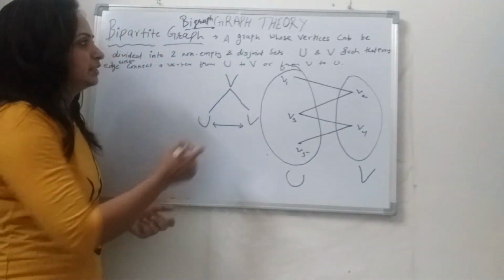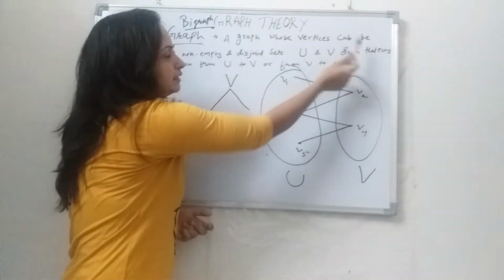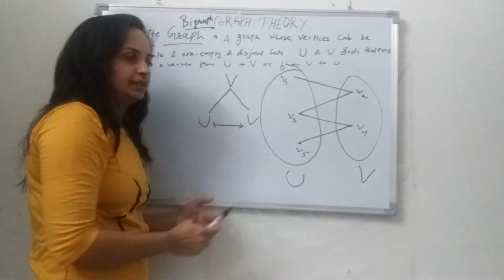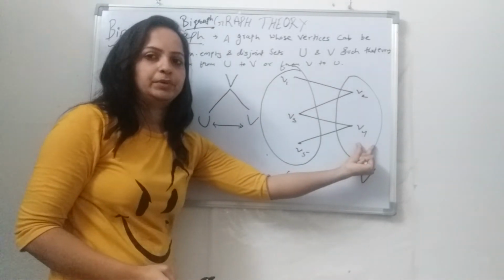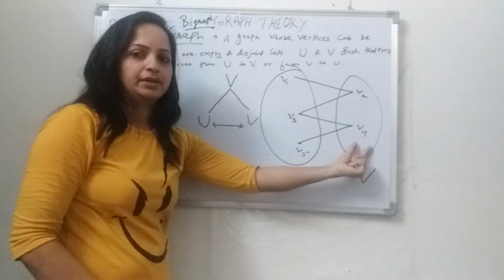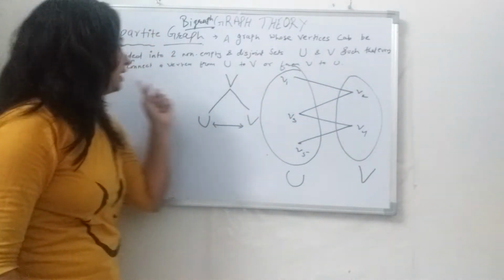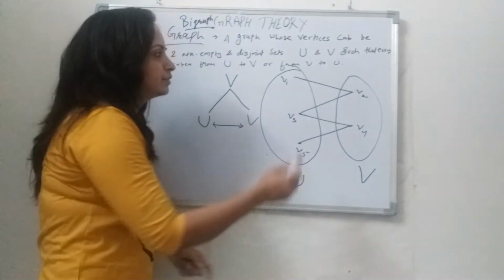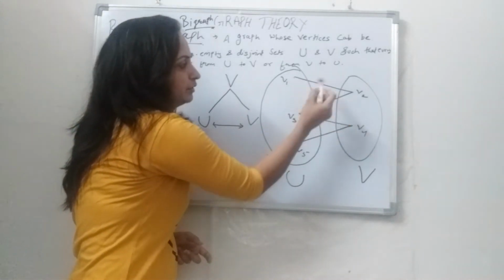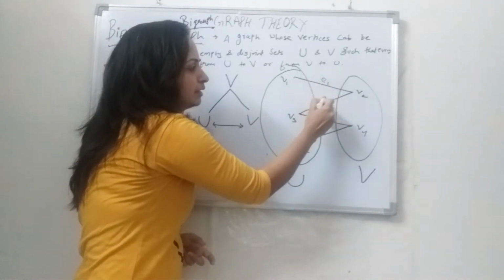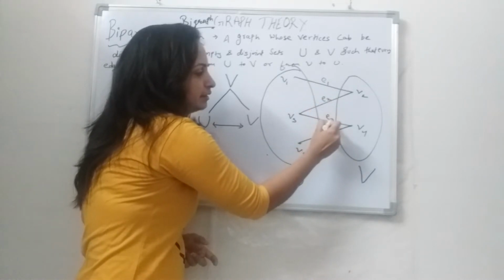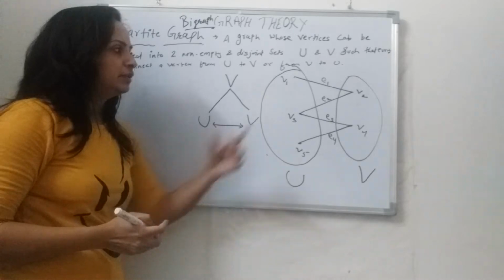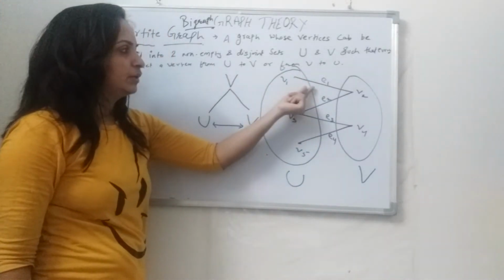So the definition says that a graph whose vertices can be divided into two non-empty and disjoint sets. These two sets are non-empty and also disjoint, such that every edge connects a vertex from V to U or U to V. So these are the edges of the graph. This is my edge E1, this is my edge E2, this is my edge E3 and this is my edge E4. So there are 4 edges. Let's look at them one by one.